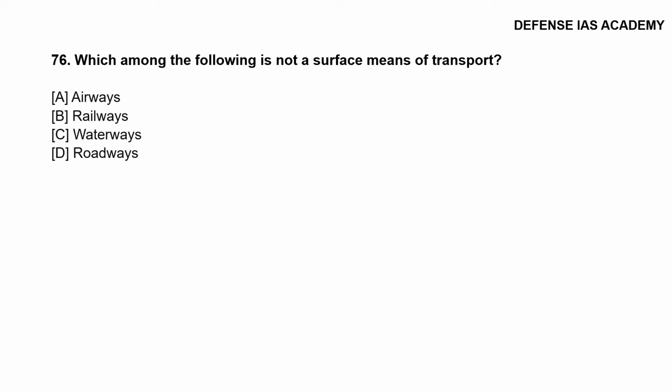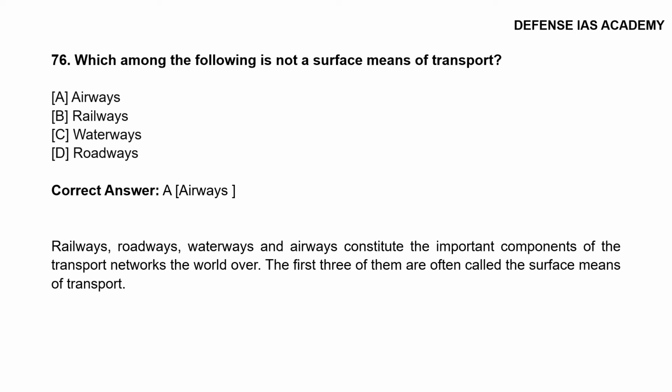Question 76. Which among the following is not a surface means of transport? The correct answer is option A, airways. Railways, roadways, waterways and airways constitute the important components of transport all over the world. The first three of them are often called the surface means of transport. That is, railways, roadways and waterways are called surface means of transport.